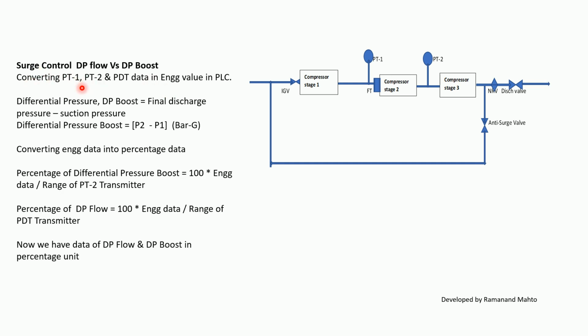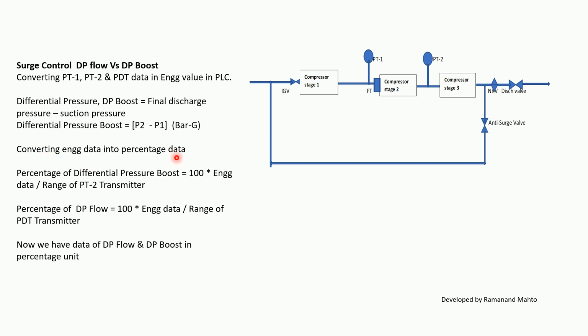Now converting PT1, PT2, PDT into engineering data: differential pressure or DP boost is equal to, please note that this is not final discharge, but the discharge of the selected stage, in this case stage 2. So discharge of stage 2 minus suction of stage 2. So it is written as PT2 minus PT1. Discharge of stage 2 compressor minus suction of stage 2 compressor. So PT2 minus PT1 is the differential pressure boost.